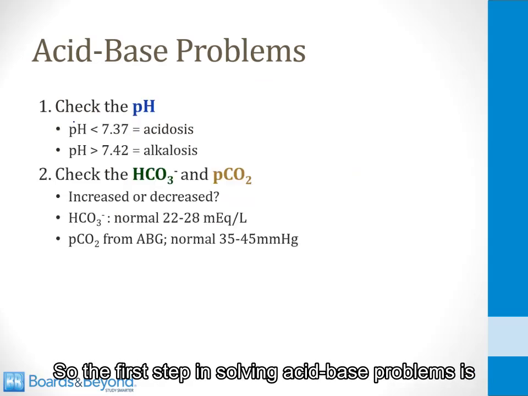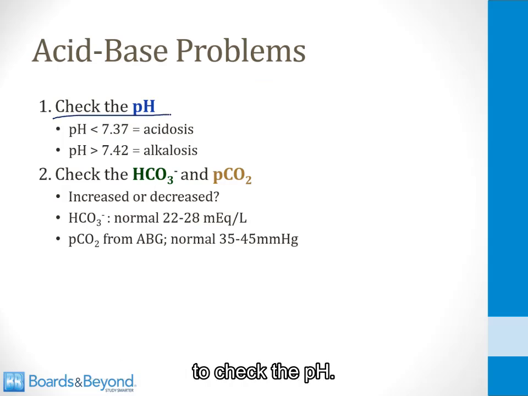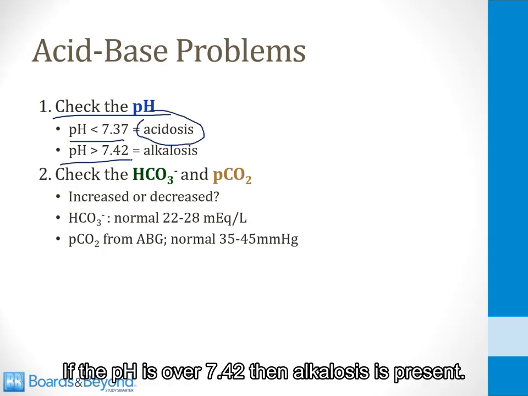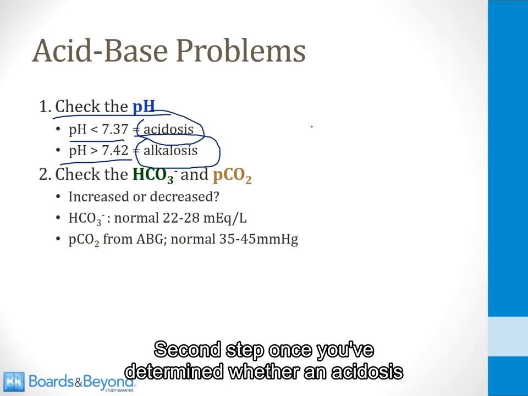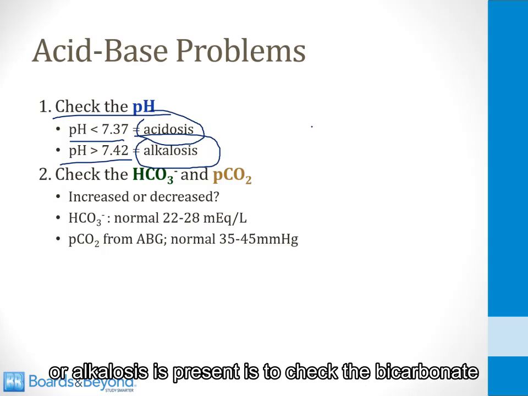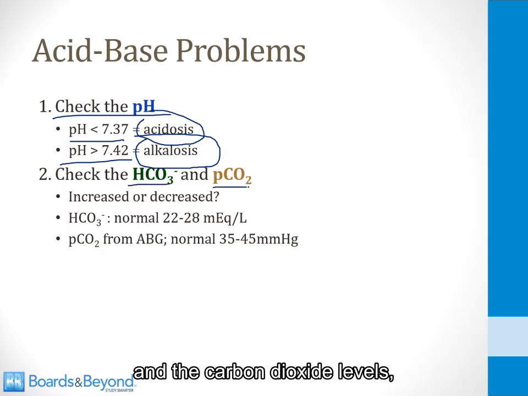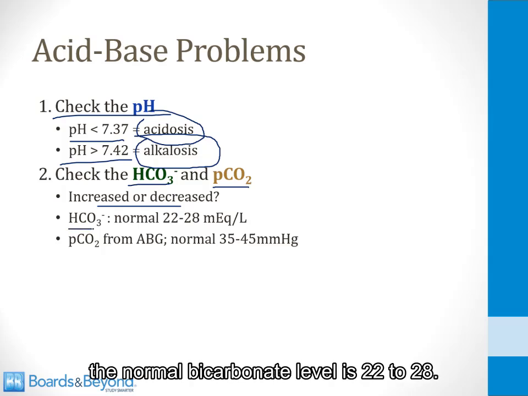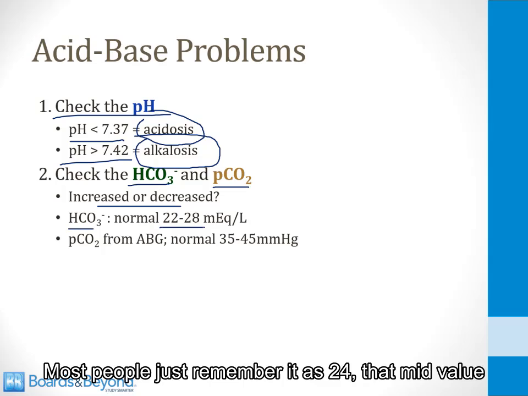So the first step in solving acid-base problems is to check the pH. If the pH is less than 7.37, then an acidosis is present. If the pH is over 7.42, then an alkalosis is present. Second step, once you've determined whether an acidosis or alkalosis is present, is to check the bicarbonate and the carbon dioxide levels. Are they increased or decreased? And remember what I told you earlier, the normal bicarbonate level is 22 to 28. Most people just remember it as 24, that mid value.